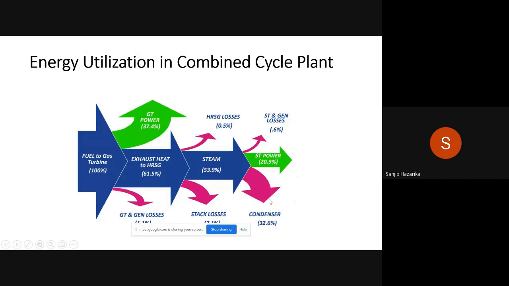So this condenser has low-grade heat, which is not very usable for power generation. So overall, we can say that a steam turbine produces almost half of what the gas turbine produces in a power plant. At a high level, if gas turbines are producing 100 megawatt, then the steam turbine can produce around 50 megawatt in this power plant.